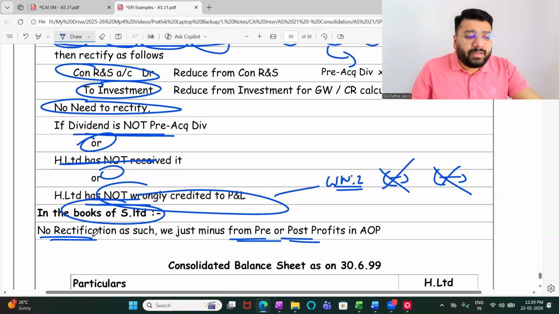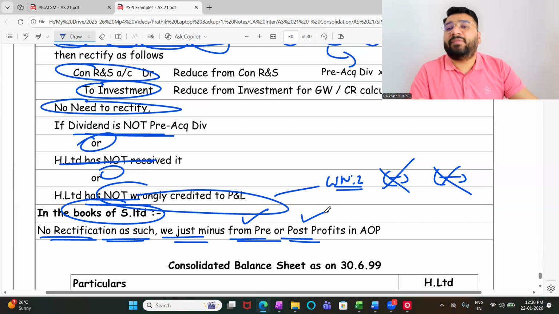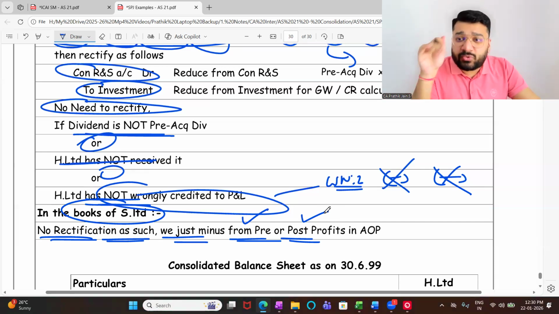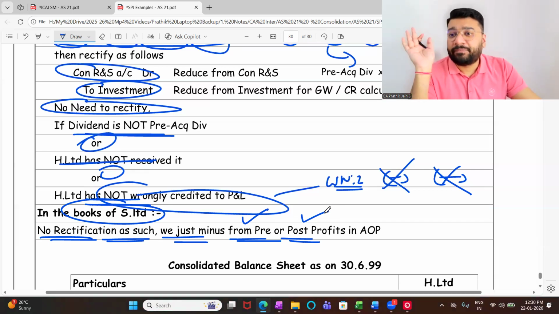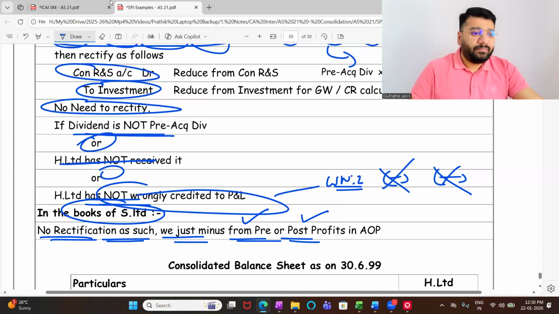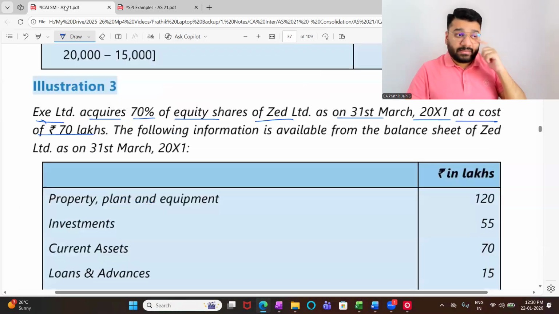So in the books of S Limited, no rectification as such. We just minus pre-dividend from pre-profit, post-dividend from post-profit. We don't do any rectification as such. Rectification is done in those books which accounted wrongly earlier. So H Limited does the accounting wrongly, hence we're rectifying it there correctly. Okay, not okay. This is what we've learned in the last class.